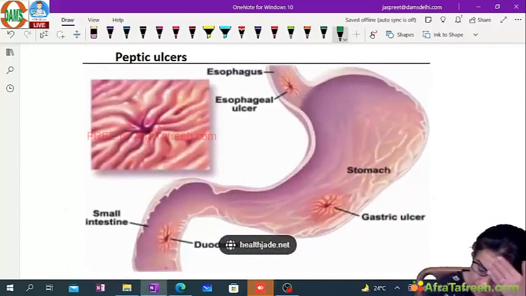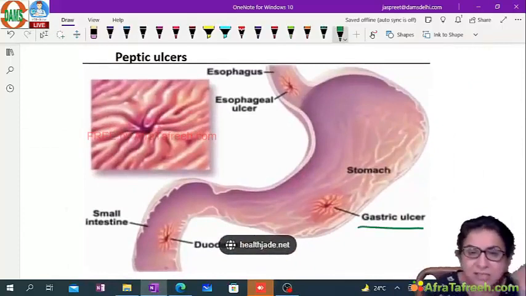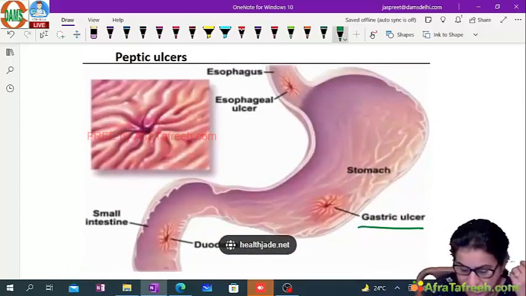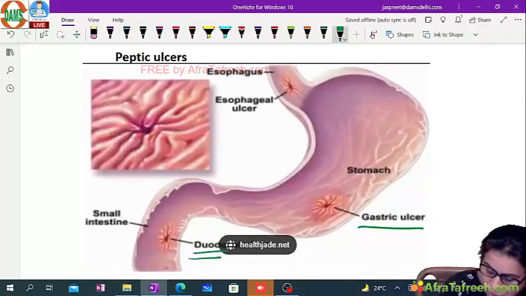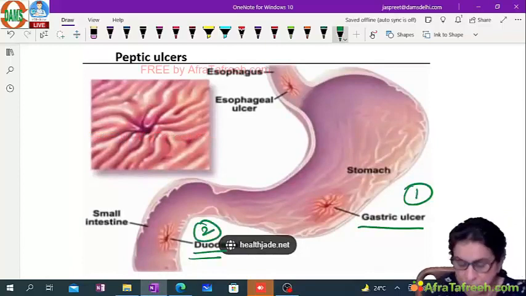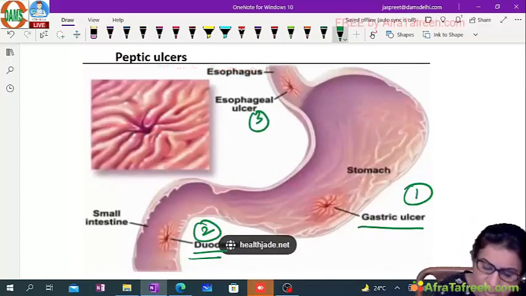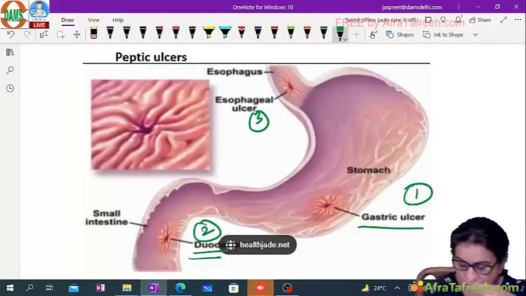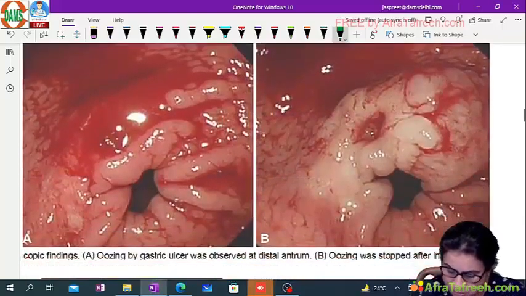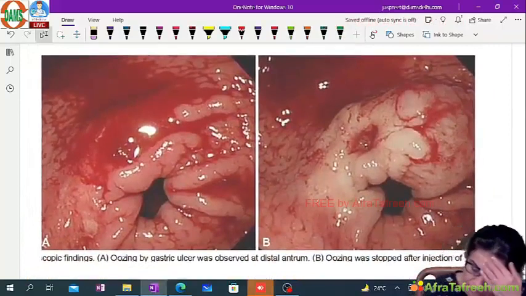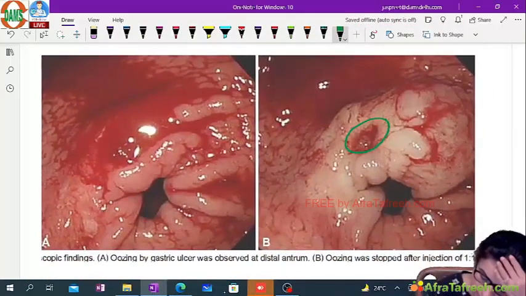Okay. Now you can see these peptic ulcers. You can see the ulcer here. If a peptic ulcer occurs in the stomach, you call it a gastric ulcer. If it occurs in the duodenum, you call it a duodenal ulcer. If it occurs in the lower esophagus, you call it an esophageal ulcer. So location of this ulcer: see this, this is a gastric ulcer here. This is in the stomach, gastric ulcer.